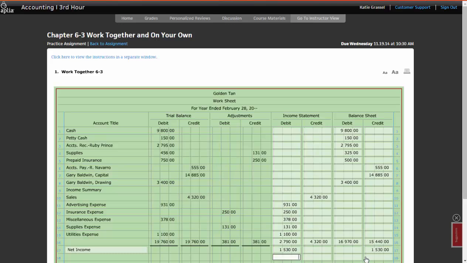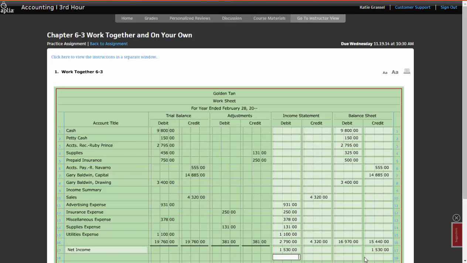Now, this is what students try to do. They know eventually my debits and credits need to equal in each column. They get one number here, and then they get another number here. That's not the whole point. We need to prove that our net income is correct. And how do we do that? By taking this number and putting it over here.